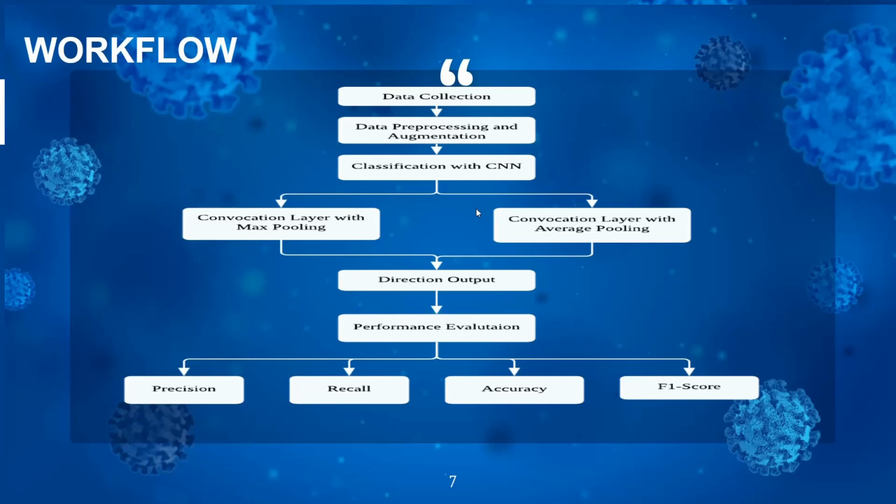This process comes under data preprocessing and augmentation. Under classification with CNN, we have two types: convolution layer with max pooling and convolution layer with average pooling. The max pooling method depends on samples. The main aim is to reduce the complexity of the input representation, but with the average pooling process, the image inside the matrix area is averaged.